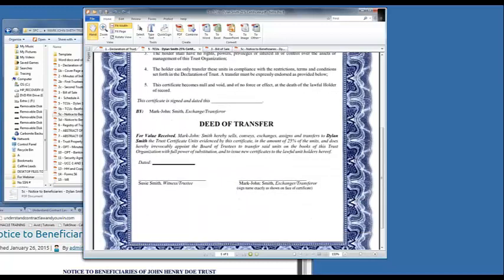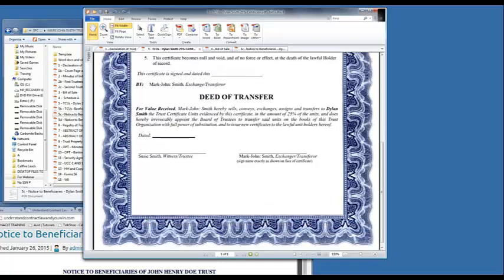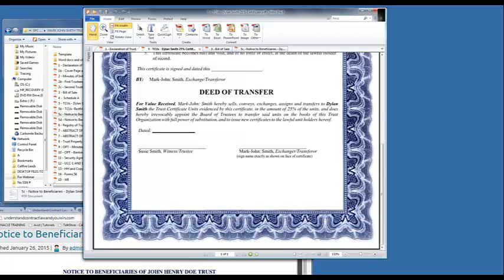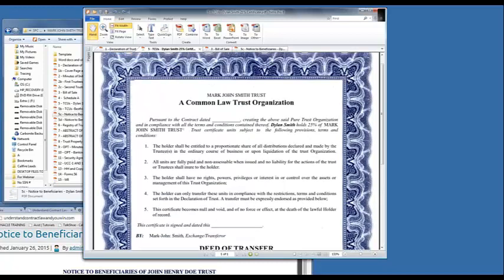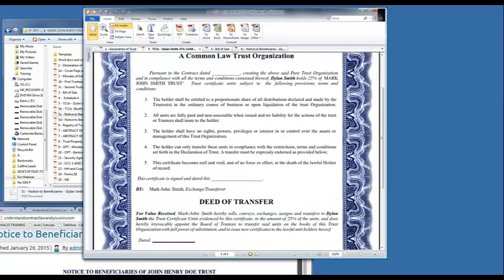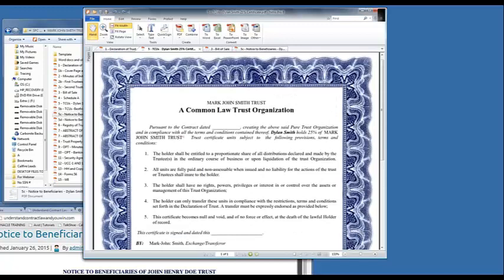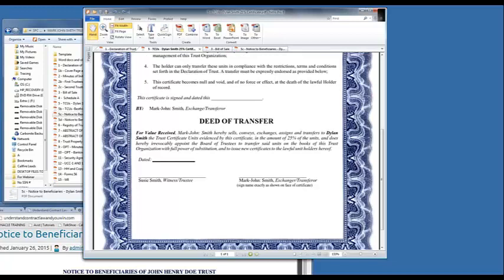The certificate is signed and dated. It becomes null and void, with no force and effect, at the death of the lawful holder of record. Deed of transfer. So yes, the certificate holder is a holder in due course of this certificate, but it doesn't mean that they have a legal interest in the trust whatsoever. And then there's a witness, exchanger, and so on and so forth.